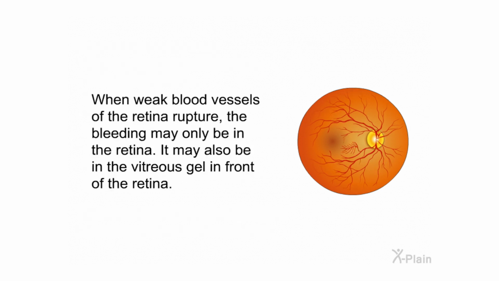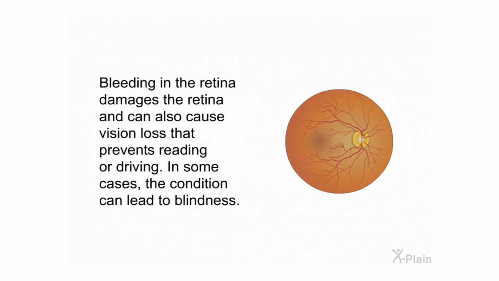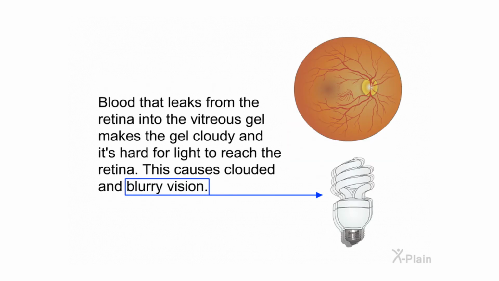When weak blood vessels of the retina rupture, the bleeding may only be in the retina. It may also be in the vitreous gel in front of the retina. Bleeding in the retina damages the retina and can also cause vision loss that prevents reading or driving. In some cases, the condition can lead to blindness. Blood that leaks from the retina into the vitreous gel makes the gel cloudy and it's hard for light to reach the retina. This causes clouded and blurry vision.